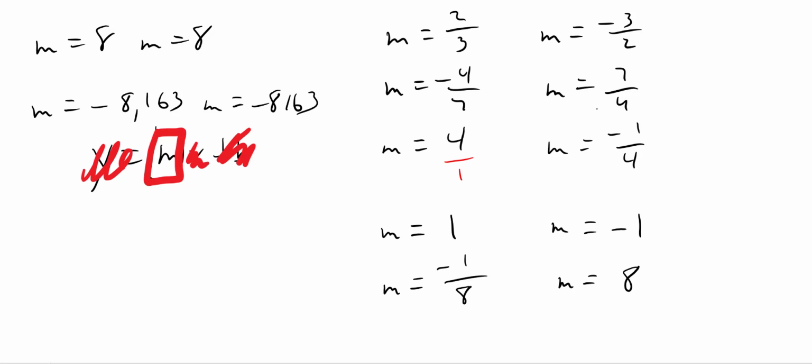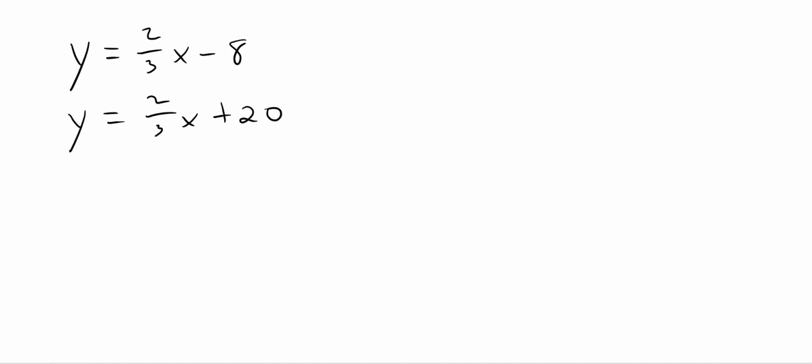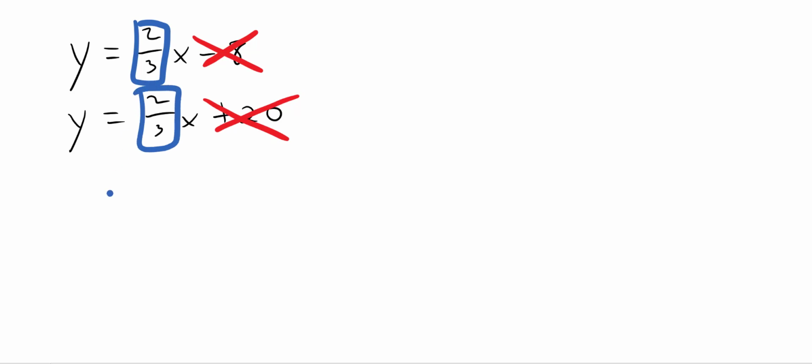Let's actually look at an equation. If I give you y equals 2/3 x minus 8 and y equals 2/3 x plus 20, you've got this negative 8 and this 20. Guess what? I don't care about that. The only thing I am concerned about is the number in front of the x. I'm looking at 2/3 and 2/3. These are the same, so these are parallel lines.